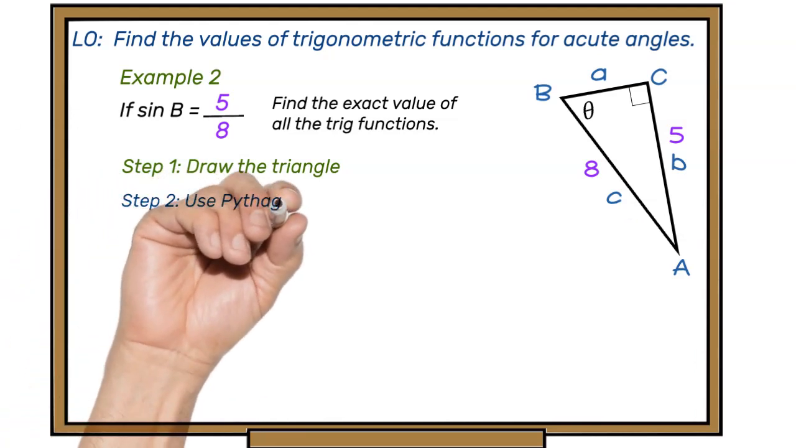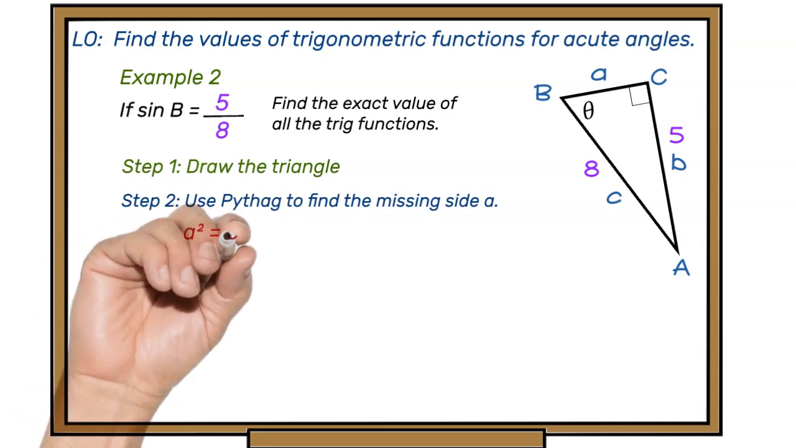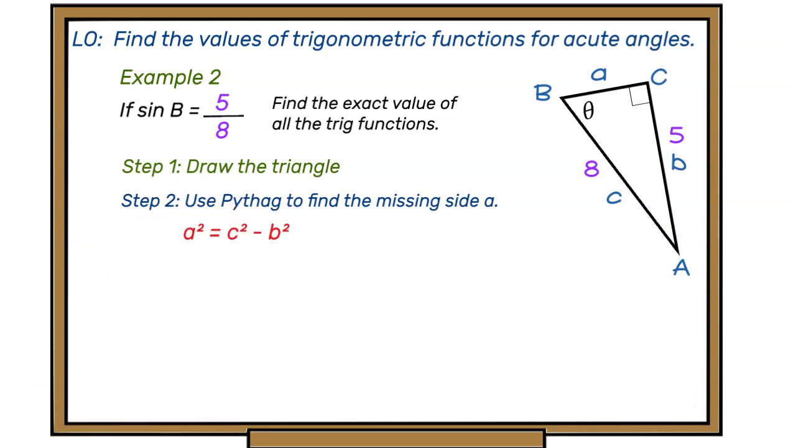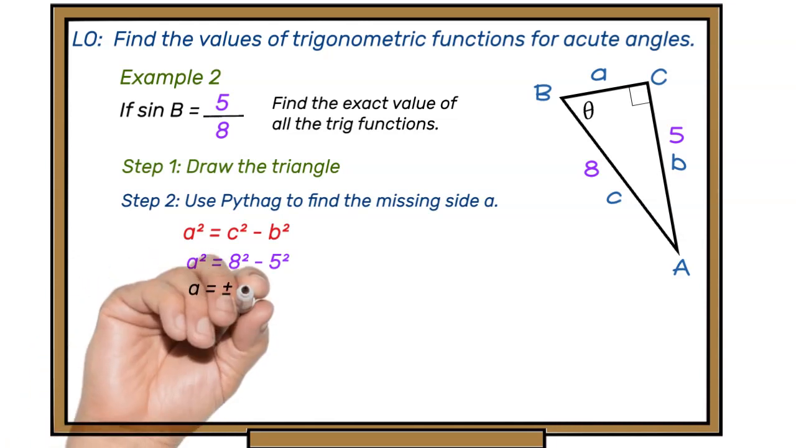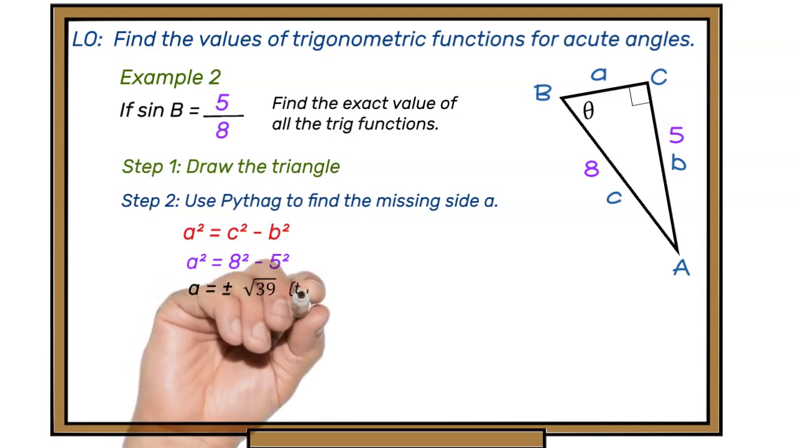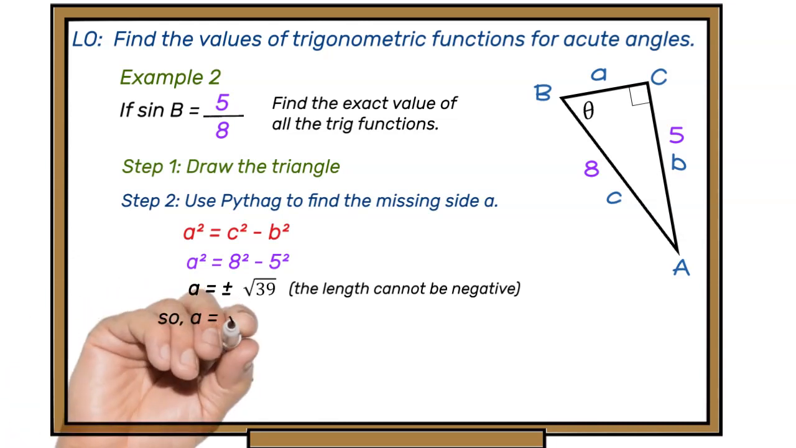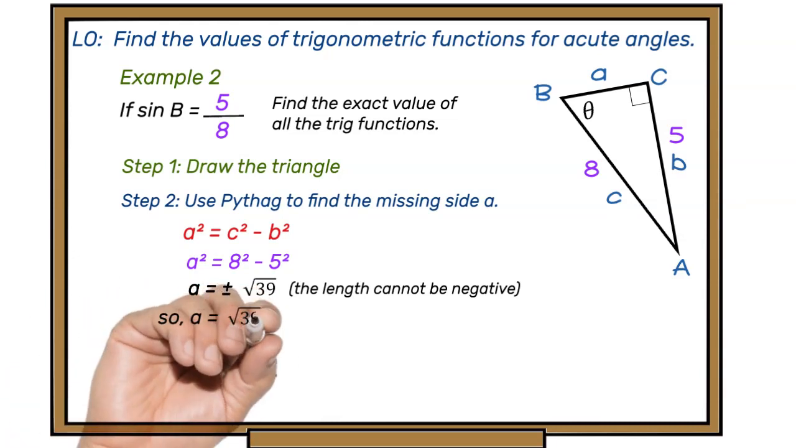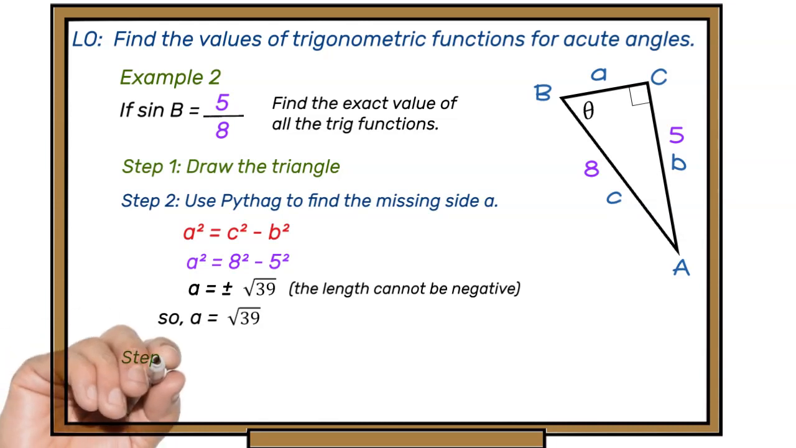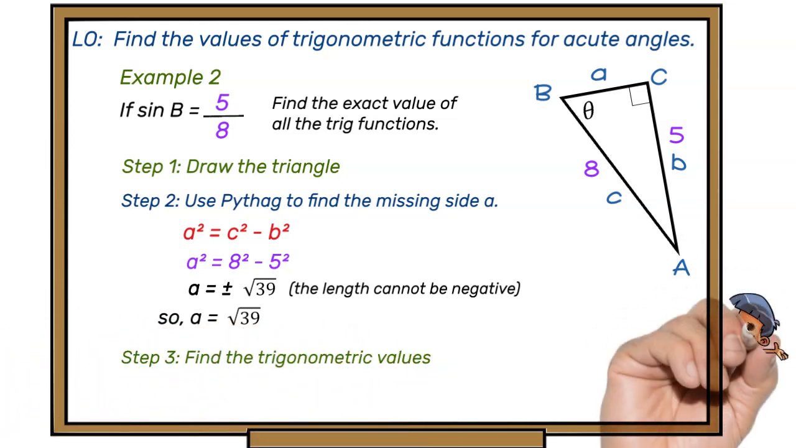You may notice that we don't know a, so we're going to use Pythagoras to find the missing side. Using the formula, a squared is c squared minus b squared, substituting the values, a is plus or minus the square root of 39. Now it's not possible to have a negative length, so we need to take the positive value. So a is root 39. We're going to go ahead to step 3 and find the trigonometric values.